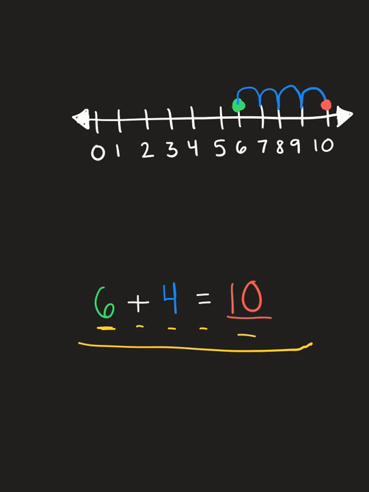Now, of course, you can double check using your fingers or drawing a picture. 1, 2, 3, 4, 5, 6 plus 1, 2, 3, 4 equals, let me see, 1, 2, 3, 4, 5, 6, 7, 8, 9, 10. I did get the number 10, so I know that is correct.